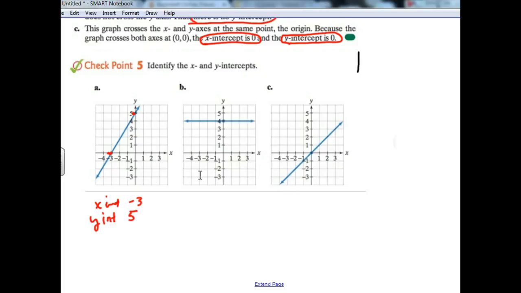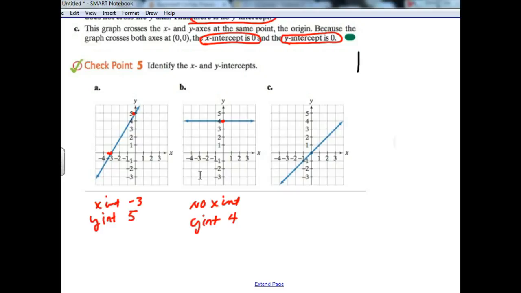B is a lot like the one we saw in the example B, except it is a horizontal line. That means you can see here it's going through the y-axis, so we have a y-intercept of +4, but because it's never going to cross the x-axis, there is no x-intercept. You don't put 0 because that would lead you to say that it was going through 0. You just put there's no x-intercept.